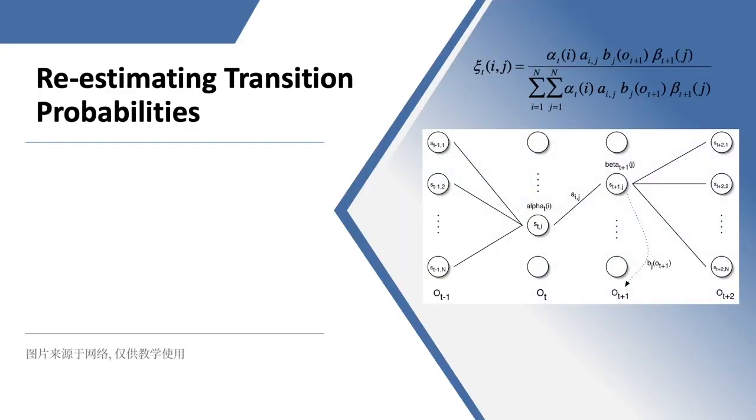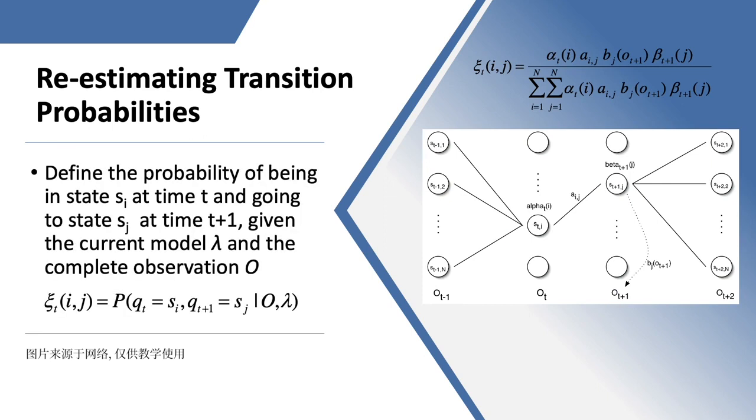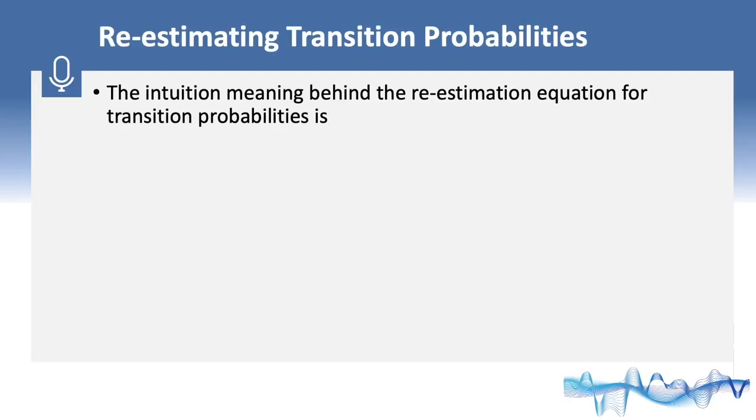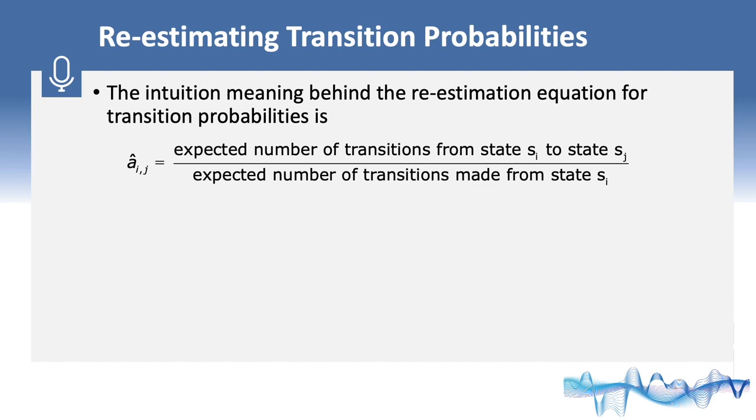In order to describe the procedure, first define epsilon_t(i,j) as the probability of being in state S_i at time t and going to state S_j at time t+1, given the current model lambda and the complete observation O. It is computed based on the forward probability alpha_t(i), the backward probability beta_t(j), and the transition probability a_ij. The intuitive meaning behind the re-estimation equation for transition probabilities a_ij is the expected number of transitions from state S_i to state S_j divided by the expected number of transitions made from state S_i.